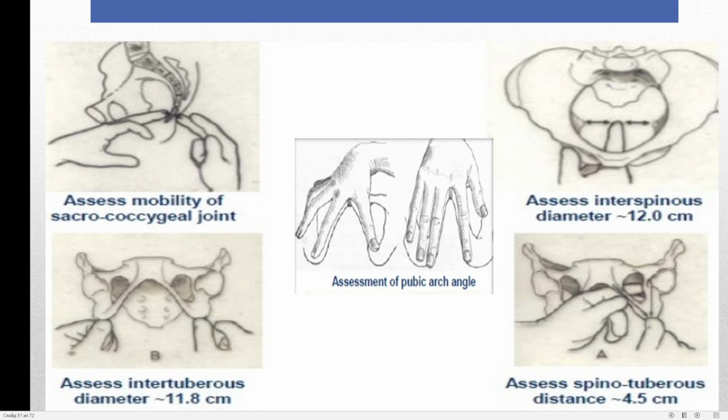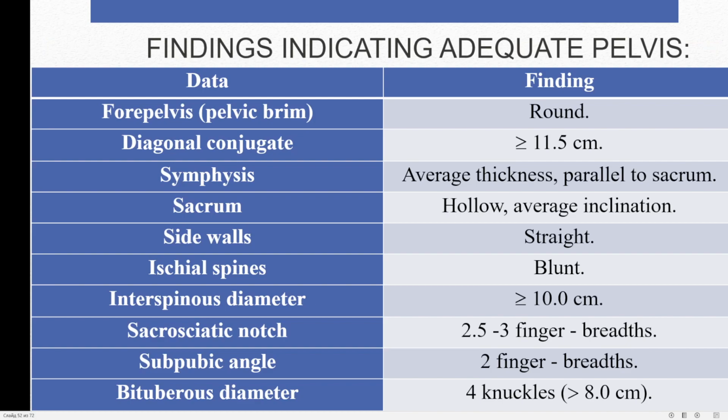Intertuberous diameter. It is the transverse diameter, a measure of the transverse diameter of the anatomical outlet, the last plane. Assessment of the pubic arch angle, assess the interspinous diameter between the two ischial spines, and the spinal tuberous distance. The spinal tuberous distance must be 4.5 centimeters. And findings indicating an adequate pelvis.